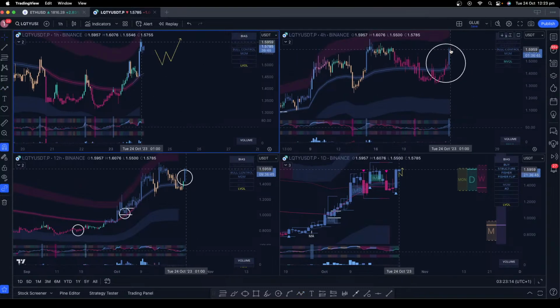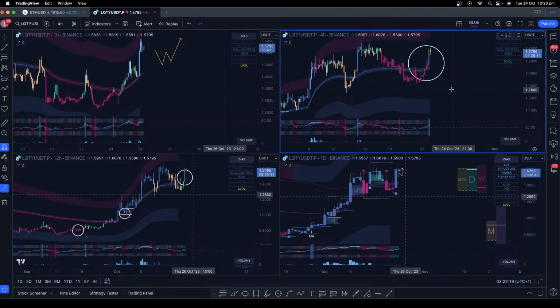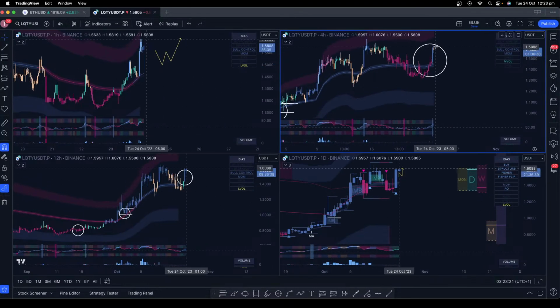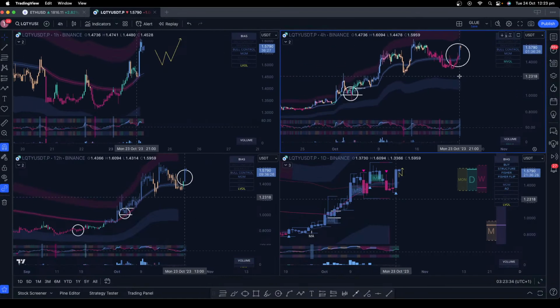I'm not just blindly longing at this area. I want to long in an uptrend. I want to long at an area where I'm getting the cheapest price. I don't want to buy in the middle of nowhere. I want to buy somewhere down here. Okay, you've heard of premium and discount.